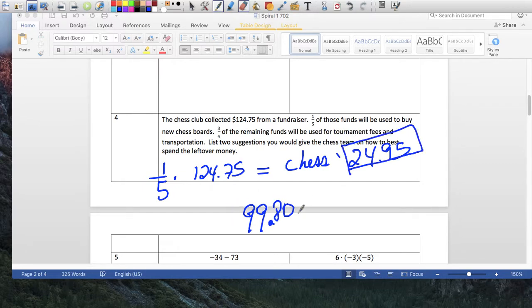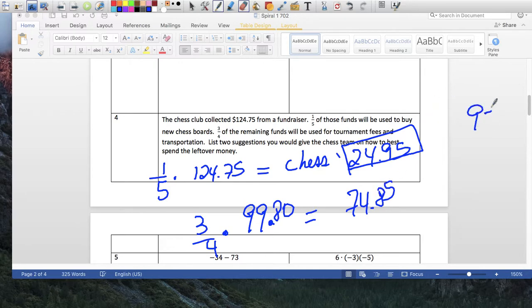So this is how much they have left over, and from this, they're going to use 3/4 of 99.80 for tournament fees and transportation. So let's see what 3/4 of 99.80 is. It's going to be 74.85. So out of the 99.80, they're going to spend 74.85.